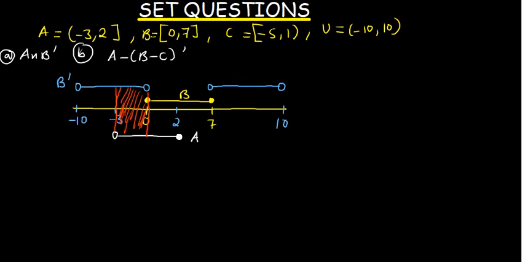So therefore for this question, A intersection B complement is going to be from negative 3 up to 0. Please always write a smaller number first before a bigger number. If you don't, you'll be wrong.